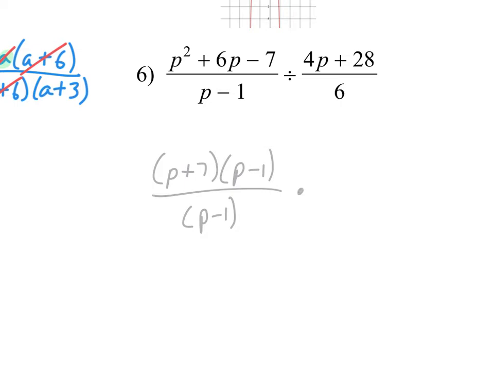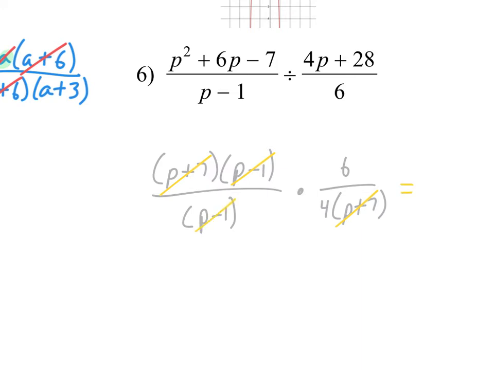Now I'm going to multiply by the reciprocal, so we're going to do a 6 on the numerator. Factor a 4 out of the 4p plus 28. Okay, so we have 6 over 4 times p plus 7. Now we're going to have some common factors cancel themselves out. So the p plus 7s cancel. P minus 1 over p minus 1 cancels.